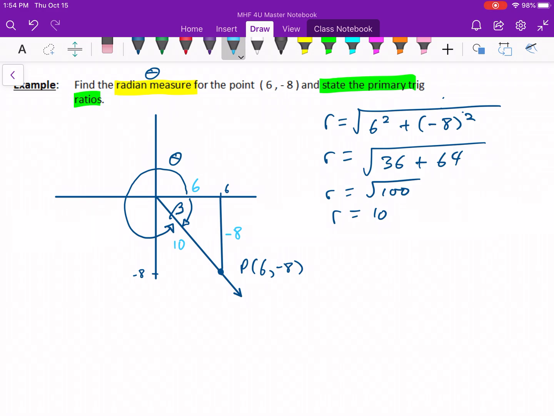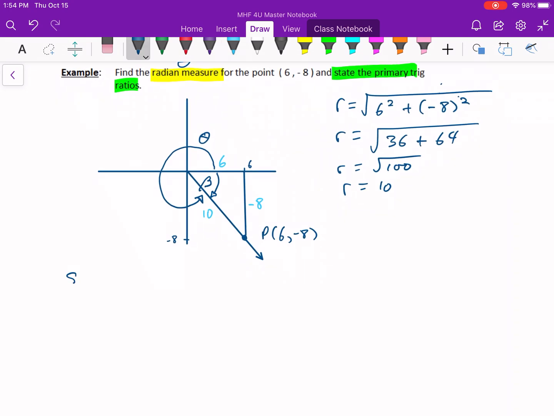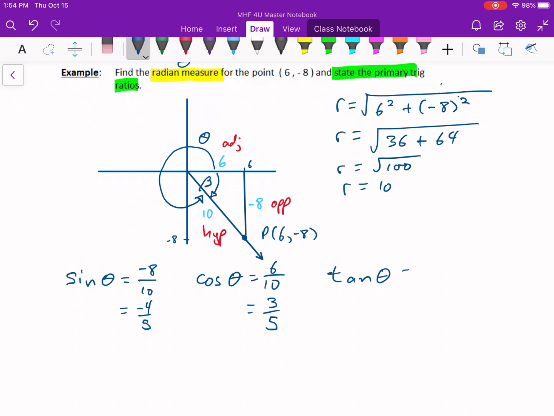All right. Actually, let's start by doing the primary trig ratios, because we can do those pretty easily now. We've got some side lengths. So sine, let's label the sides. This is the adjacent. This is the opposite. This is the hypotenuse. And sine equals opposite over hypotenuse. So that's going to be negative 8 over 10, which is negative 4/5. Cosine is adjacent over hypotenuse, and so that's going to reduce to 3/5. And tangent equals opposite over adjacent, so that's negative 8 over 6, and that also reduces to negative 4/3.